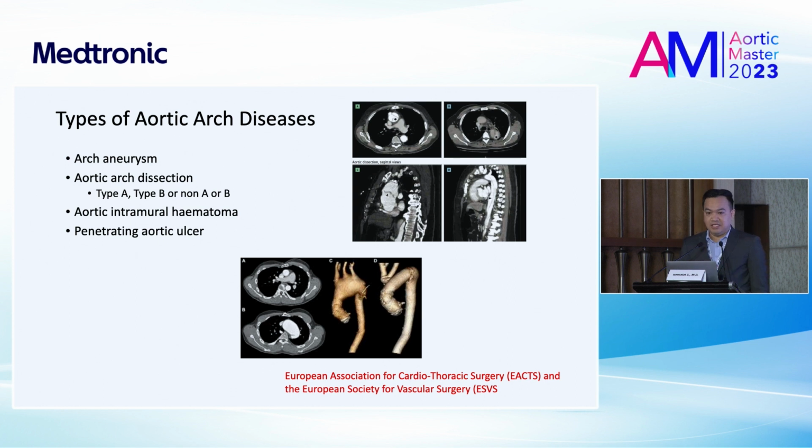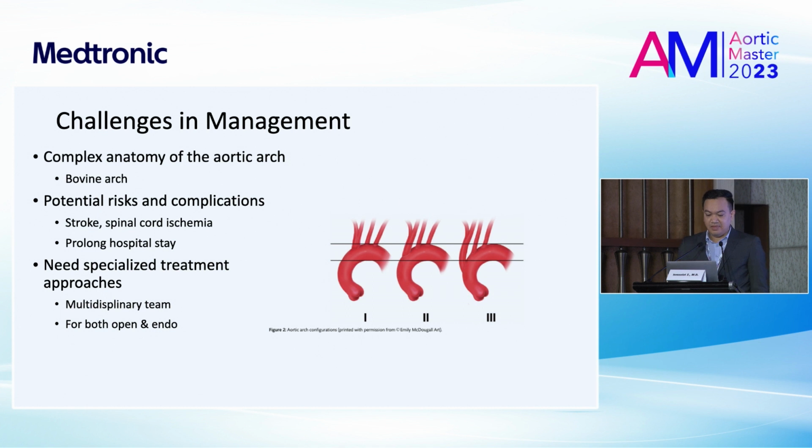In terms of the types of aortic arch disease, arch aneurysm, as mentioned earlier, is one of the main culprits, followed by arch dissection, either type A, type B, or non-A non-B, aortic intramural hematoma, and also penetrating aortic ulcer. So when we talk about dealing with the arch, what are the challenges that we have?